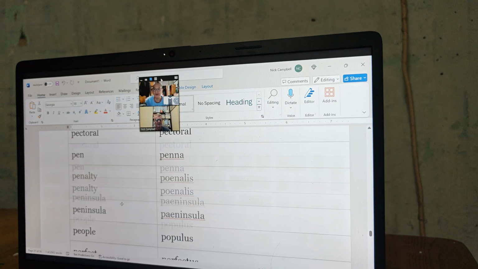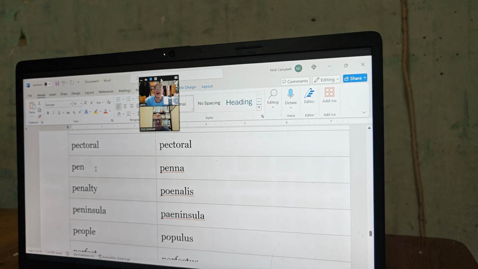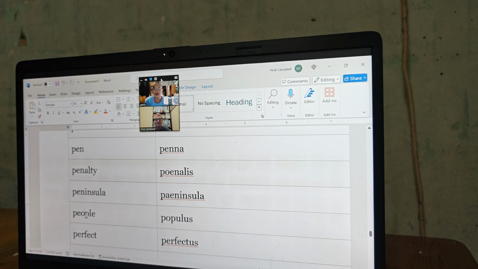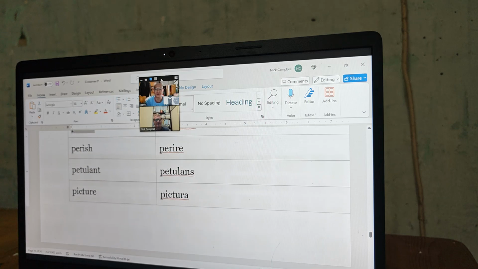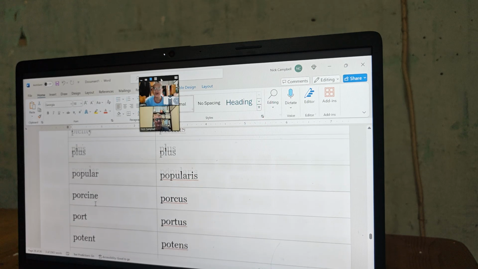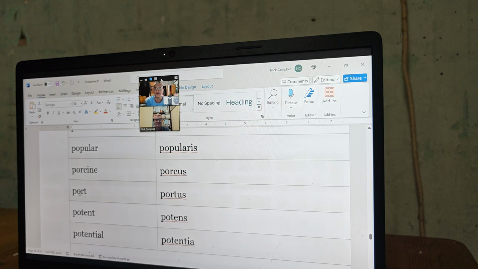You can see pen, just simple pen. People, populous. They are populous. Again, it's changed, but it comes from the same thing. Perfect. Picture, quite interesting, right? Port.